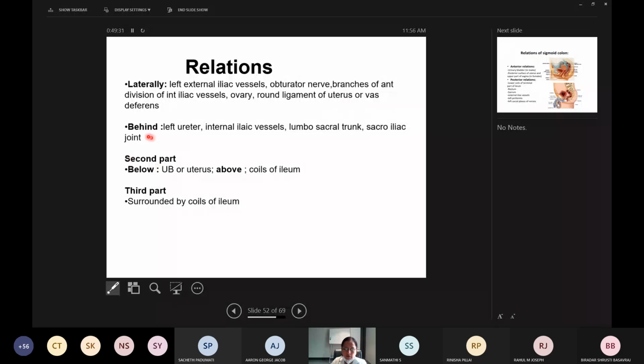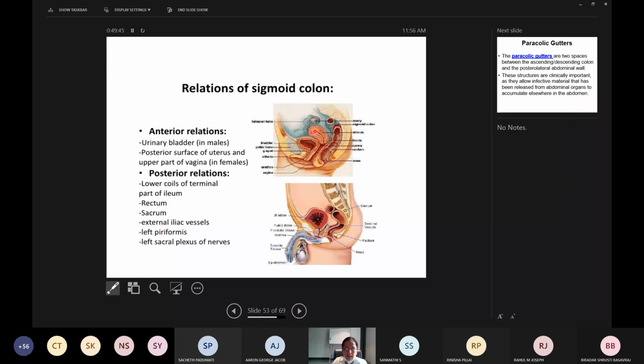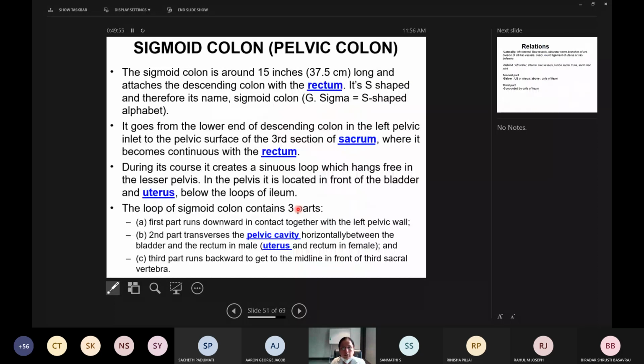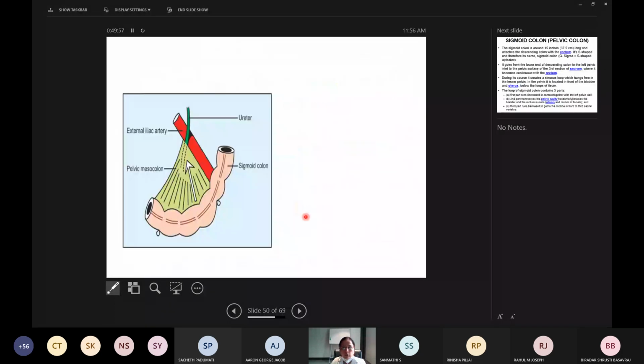Similarly, the second part will be related to the urinary bladder or uterus, and above it is related to the coils of the ileum. The third part is surrounded by the coils of the ileum. So these are the relations. Behind it will also be related to the ureter. So these are the relations of the sigmoid colon.